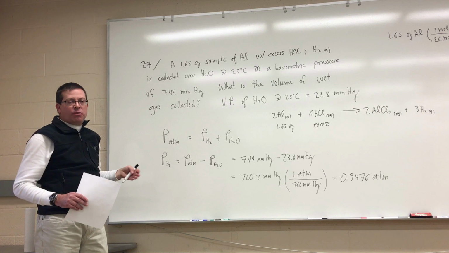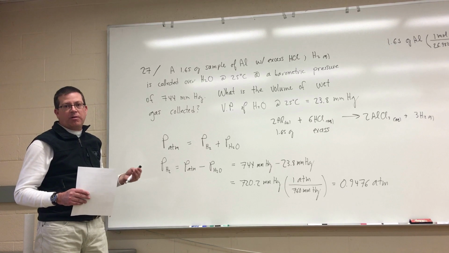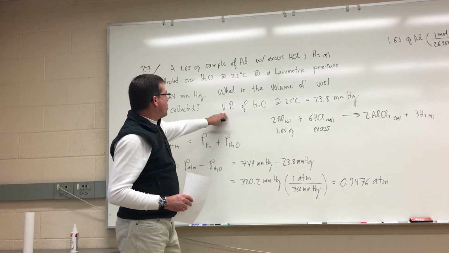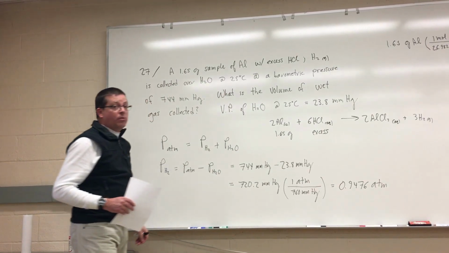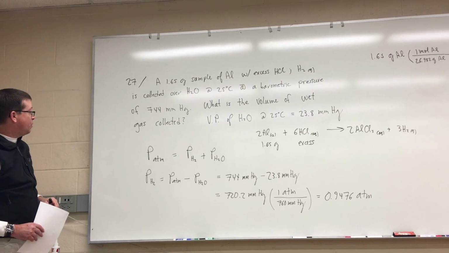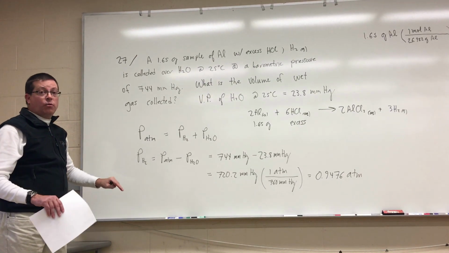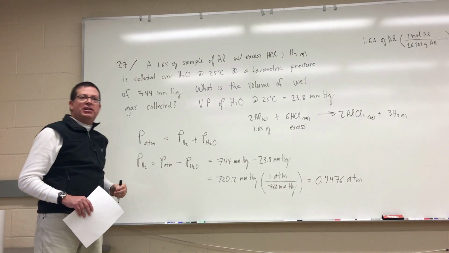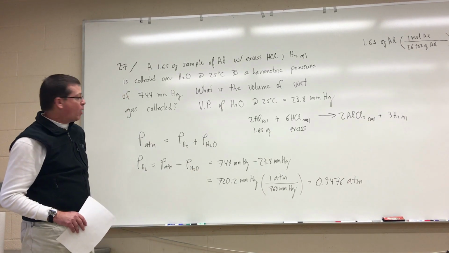When I mean wet gas, what I'm talking about is the combined hydrogen and water vapor that we actually collect in the top of the eudiometer. Now, we also know that the vapor pressure of water at 25 degrees Celsius is 23.8 millimeters of mercury. So we're going to start here by using Dalton's law of partial pressures, which we just left off with a moment ago. I know that the atmospheric pressure, which is bearing downward on the water column, has to be opposed by the total pressure of what I have in the eudiometer, which is going to be the partial pressure of the hydrogen gas plus the partial pressure of the water vapor.